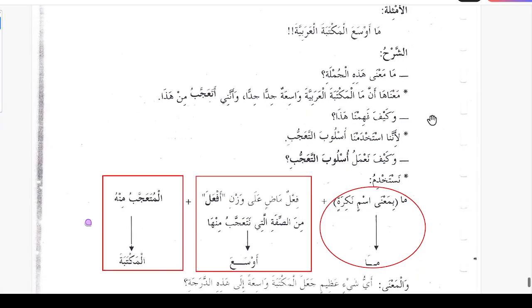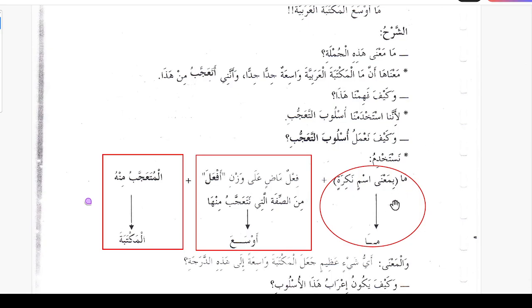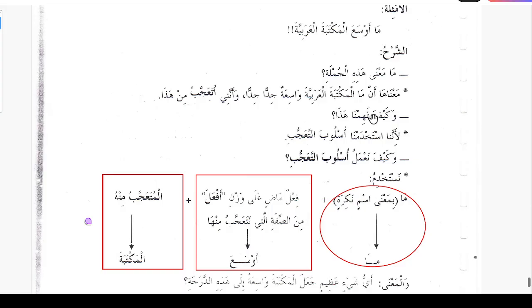sentences? So nastakhdimu, we use, the first part is ma. So ma is the first part, and then awsa is the second part, which is fe'lu madin ala wazni afala. This is the fe'lu madin on the pattern of afala. Afala is form 4, so this will always come in the past tense as afala, just like awsa, min as-sifati allati nata'ajjabu minha.